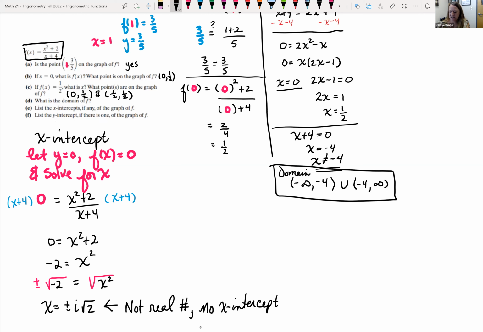So list the x-intercepts of any of the graph of f. There's none. So list the y-intercept if there is one, and graph the function of f.